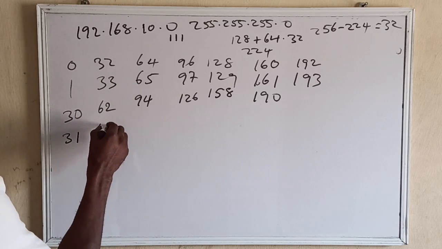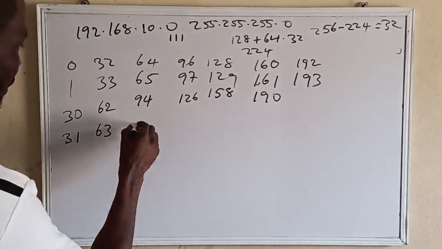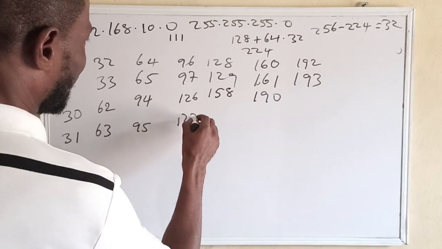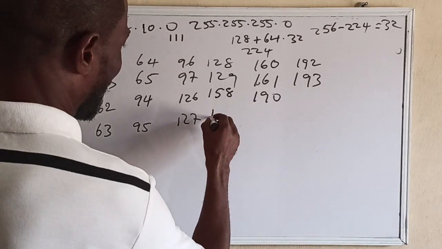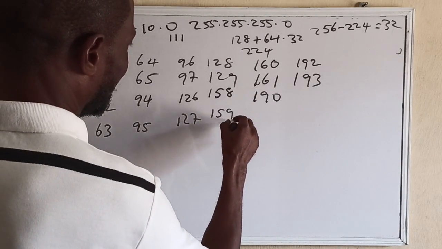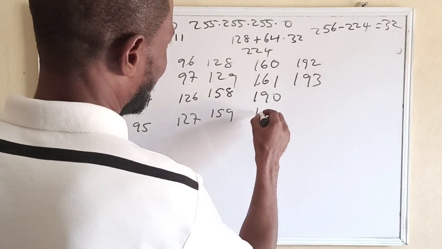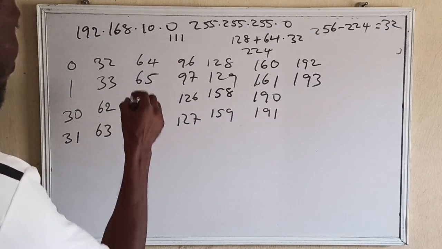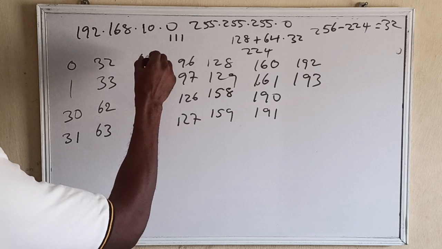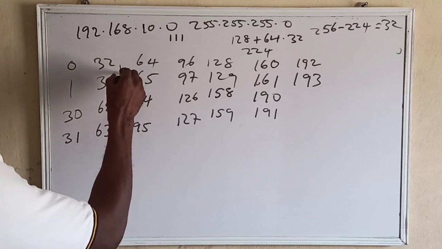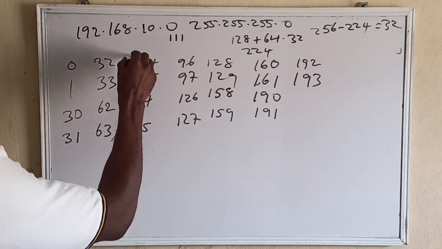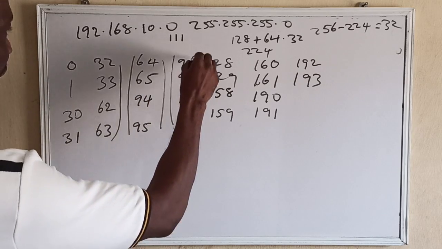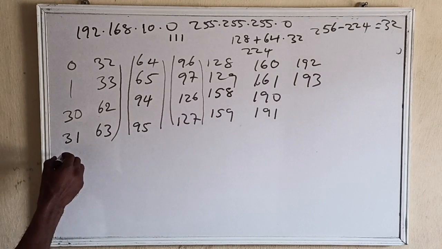You get here 63. You get here 95. Here 127. Here 159. Here 191. So in this address space, look: this one is an address space, this here is another address space, this is another address space.